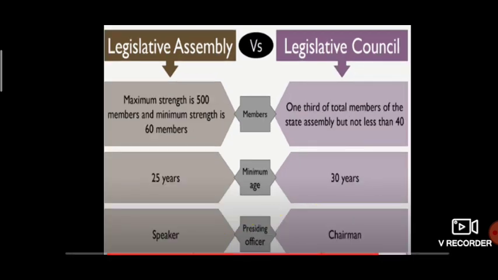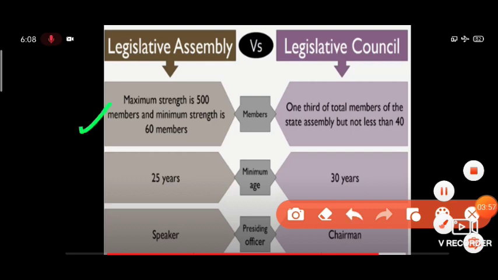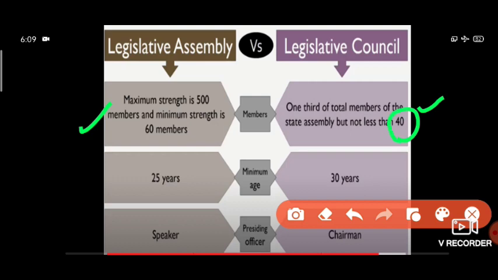Then next is the members. As we did just now, the maximum is 500 and the minimum is 60, but through the Act of Parliament they can be less than 60. Students, to remember, this is not given in your book, but it is important to know that through the Act of Parliament there are some states that can have fewer than 60 members, states like Goa, Sikkim, Mizoram and the Union Territory of Puducherry. Then members of Legislative Council: one-third of the total members of the state assembly, but it should not be less than 40.